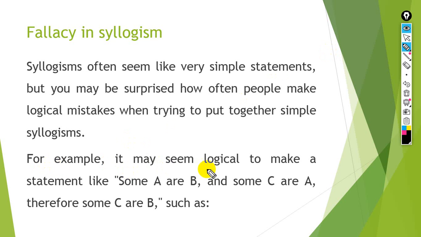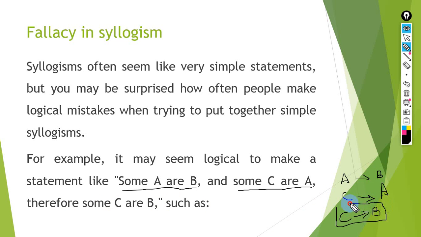For example, it may seem logical to make a statement like: some A are B, and some C are A. Therefore, in conclusion, we should write some C are B. A is the middle term, so in the conclusion I will write the relation between C and B.